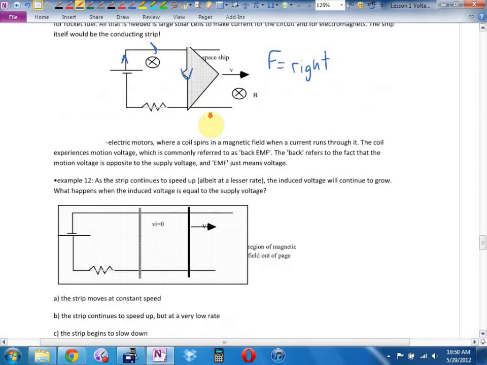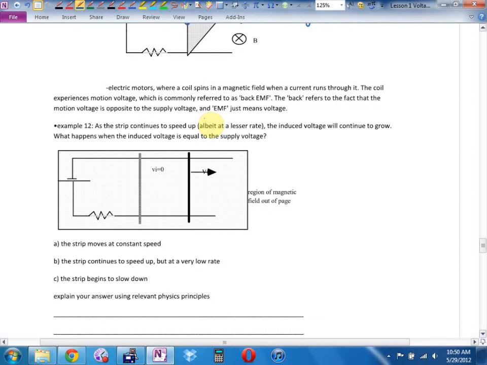The other application is in electric motors, where a coil spins inside a magnetic field when a current runs through it. The coil experiences motional voltage, which is commonly referred to as back EMF. You're going to find out in a couple of days that any electric motor automatically acts like a generator, which is why an electric motor can only go so fast. When you hold a power drill down and you rev it as fast as it can, what you've really done is you've revved it up until the induced voltage that it's creating matches what's coming out of the battery or coming out of the plug.